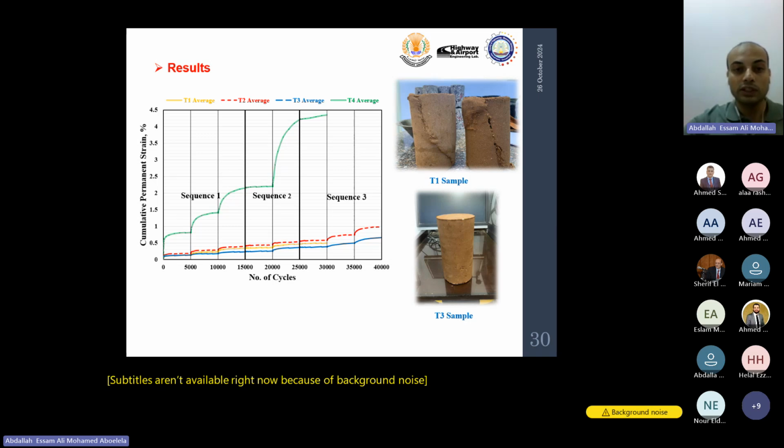Only two types of soils completed all the cycles, according to the figures, which show the cumulative permanent strains through the whole number of cycles. And there are two types of soils, T1 and T4, that include only 30,000 cycles and a failure after that. And the two figures show the samples after testing for the T1 sample and the T3, which completed the total number of cycles.